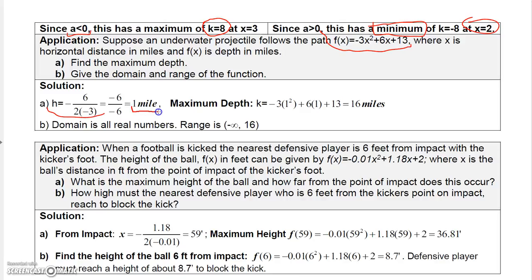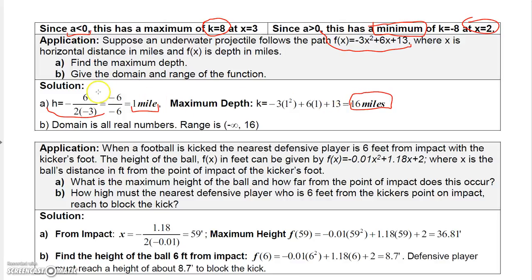So the horizontal distance is 1 mile, but to get the depth, I have to plug that back into the function. And so when I plug that back into the function, I get minus 3 plus 6 plus 13. So that's going to be minus 3 plus 6 plus 13. That's going to be 16 miles of depth.